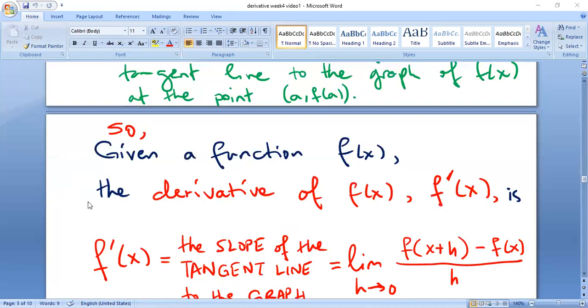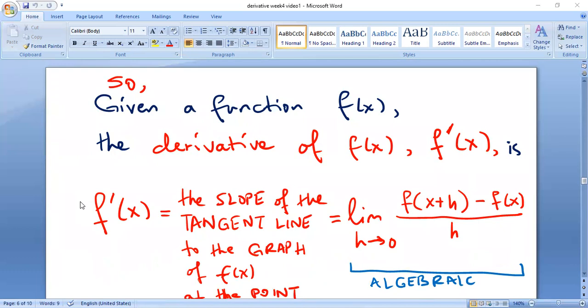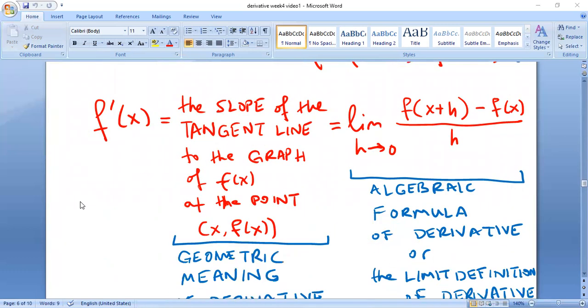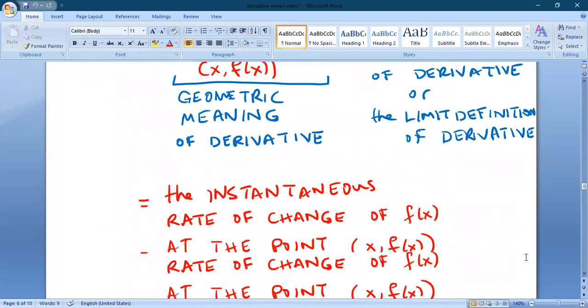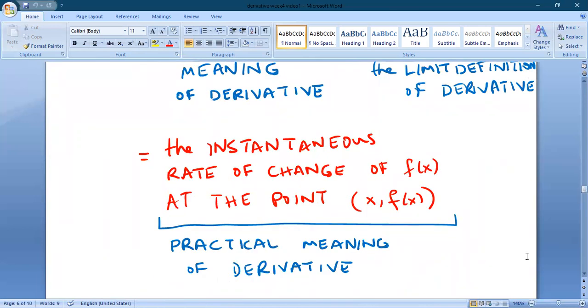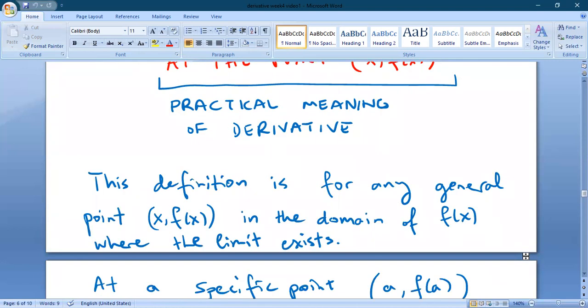So if we have a function f of x, the derivative of f of x, which is f prime, is the slope of the tangent line to the graph of f of x at the point x, f of x. This is the geometric meaning of derivative. Algebraically, it's given by this formula: limit h goes to 0, f of x plus h minus f of x over h. This is the algebraic formula of derivative, or the limit definition of derivative. Practically, the meaning of derivative is the instantaneous rate of change of f of x at the point x, f of x. And this definition is for any general point x, f of x in the domain of the function wherever this limit exists.